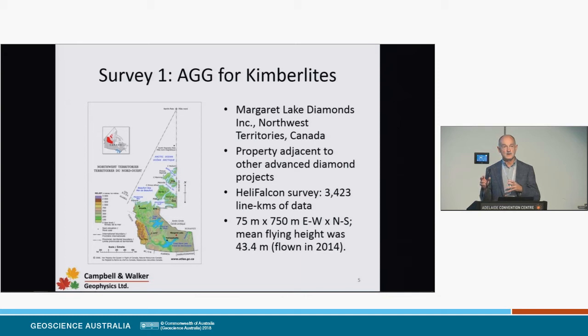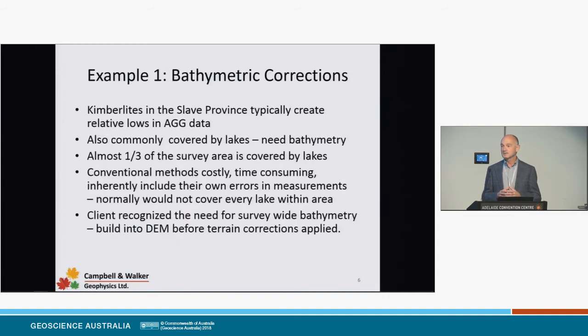Based on those results in close proximity to the Margaret Lake Diamond property, management decided to go fairly aggressive and go straight to an AGG magnetic survey, and forego the more common frequency domain EM and magnetic survey, which would be a more common approach in the Slave. As you may or may not know, kimberlites in the Slave are typically, well, actually exclusively to my personal knowledge, gravity lows. They're also commonly, but not exclusively, covered by lakes.